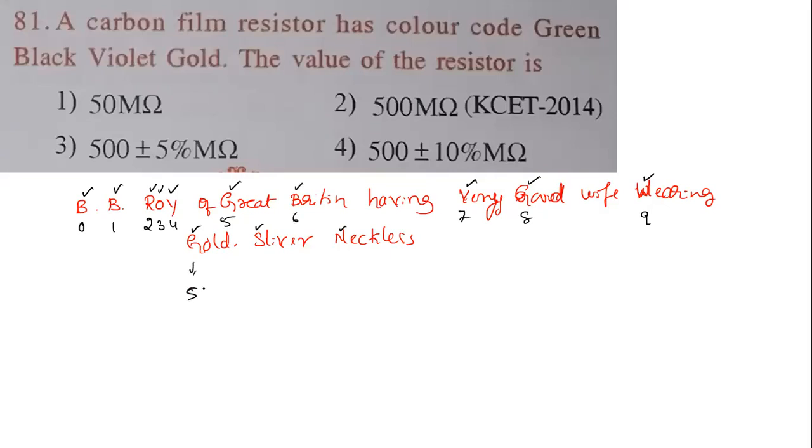And for gold, what is given? It is given 5% tolerance. For silver, it is given 10%. For no color, it will be 20%. No color means there is no fourth band.